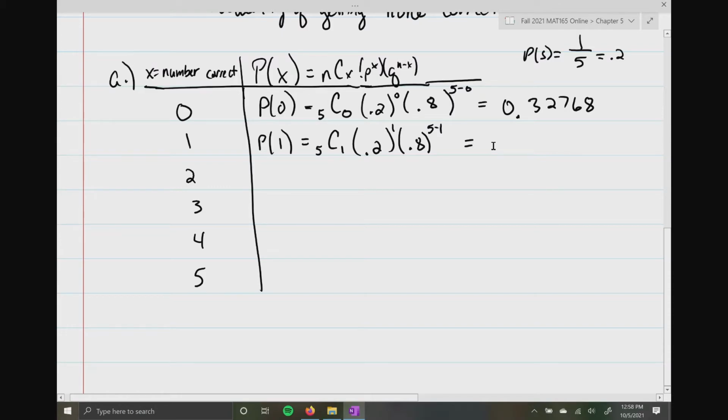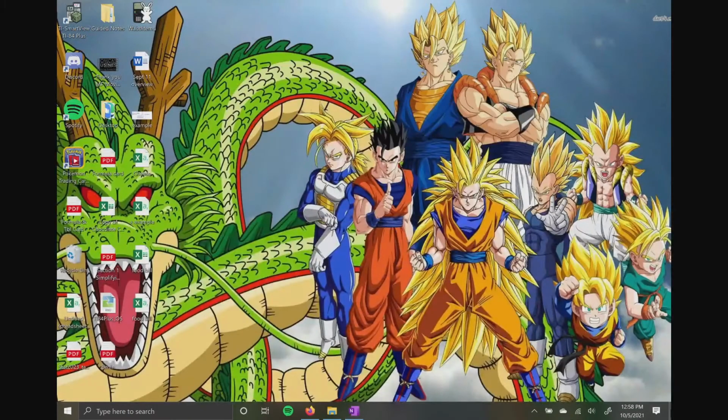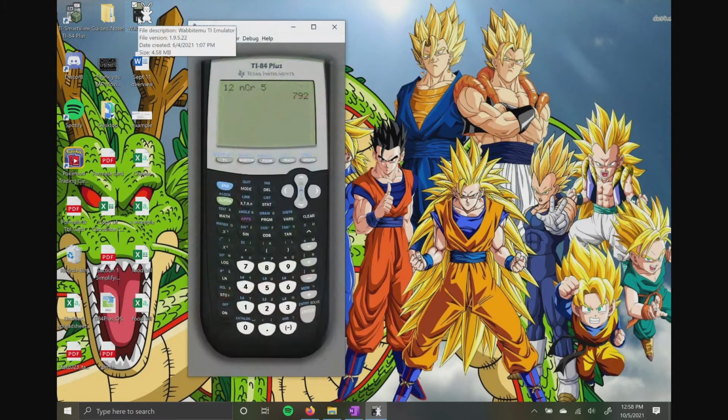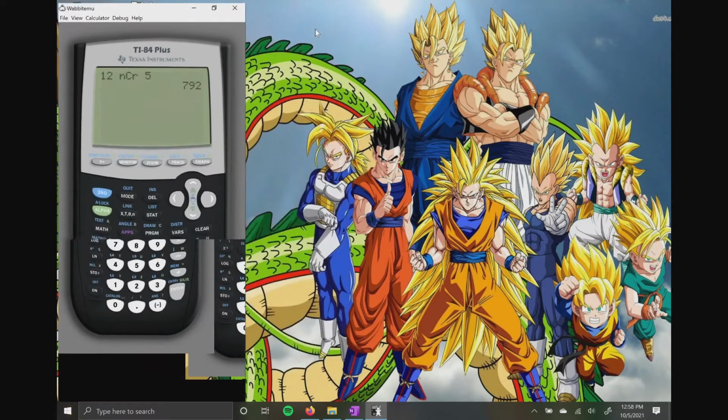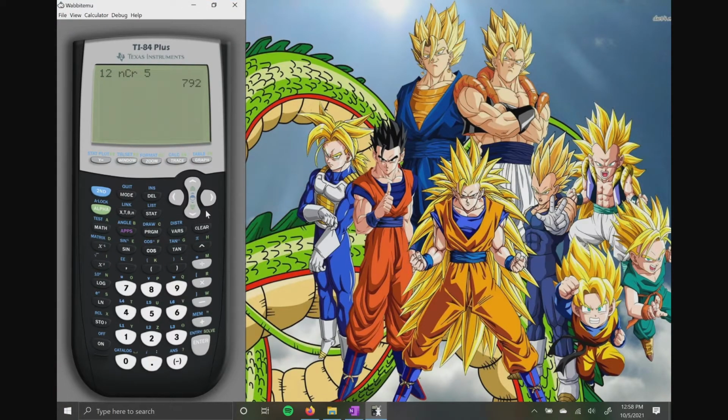So let me show you how to do that on a calculator here. So there's my Dragon Ball Z stuff. I'm a huge fan of Dragon Ball Z. Here's my calculator. All right. So on my calculator, now if you got a different one, you just got to let me know and I can find a video, or you could just look one up yourself.